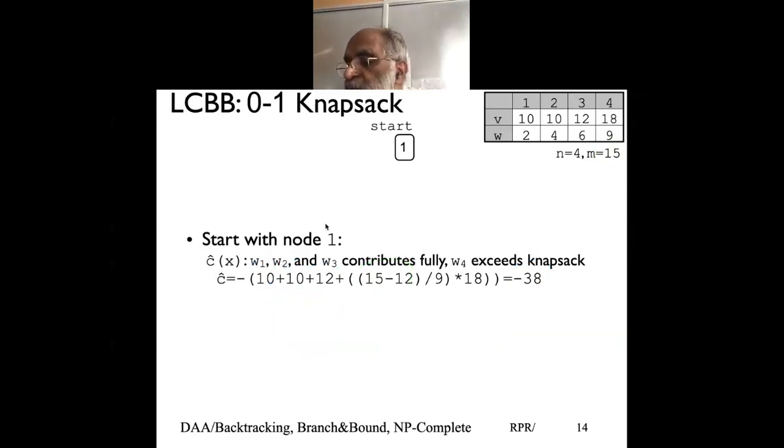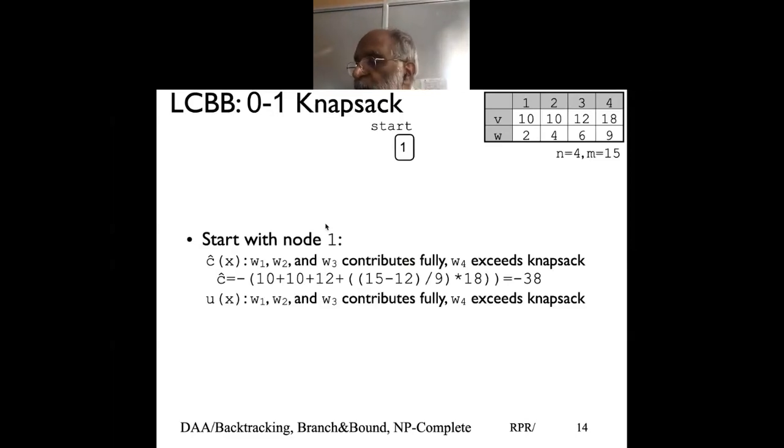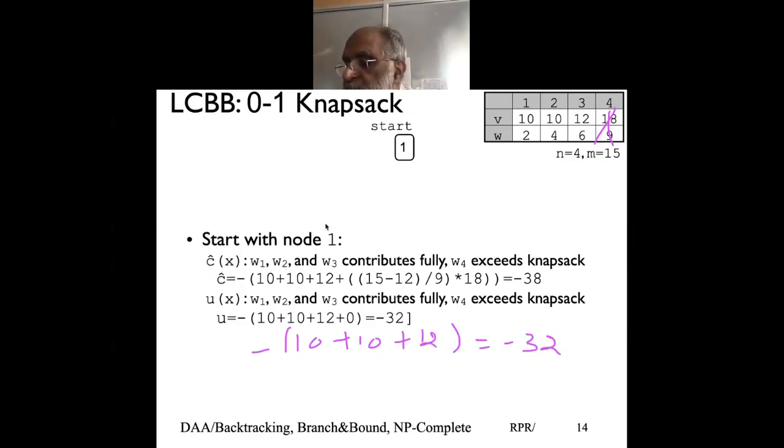What is my Ux, the upper bound? In the upper bound we do not include the value of the node which is not fully included. So we exclude this part. When I exclude this part, my value becomes 10 plus 10 plus 12 with a minus sign, which is minus 32. And this is my Ux.